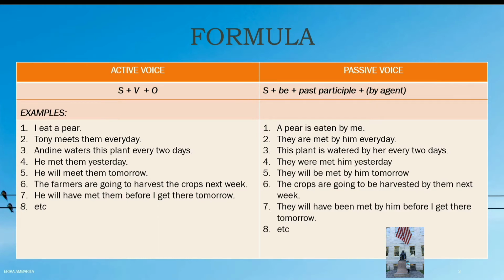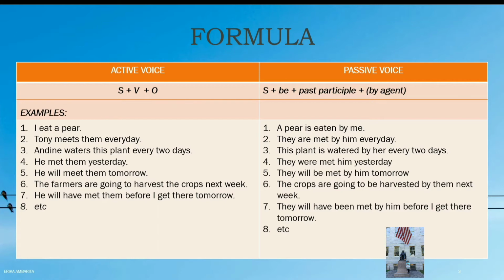Number 4. He met them yesterday. They were met by him yesterday. Number 5. He will meet them tomorrow. They will be met by him tomorrow.